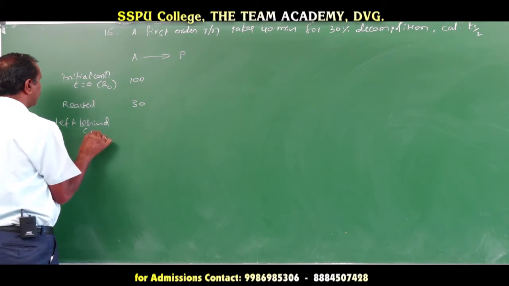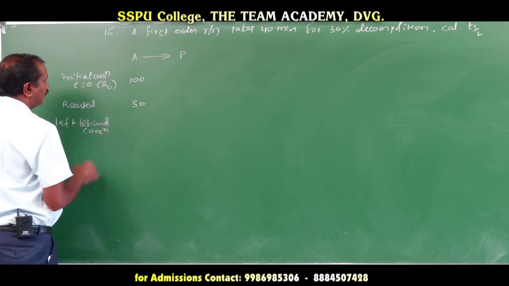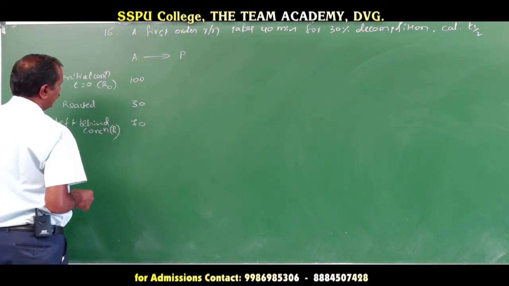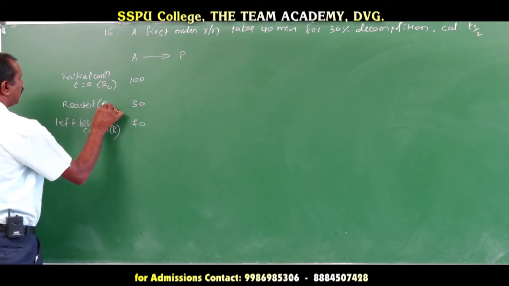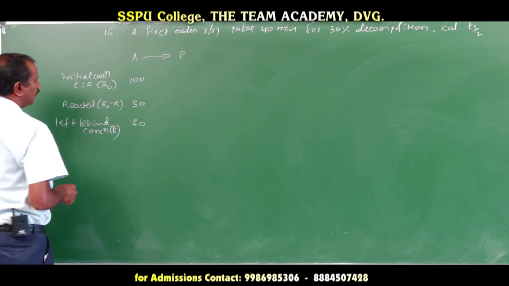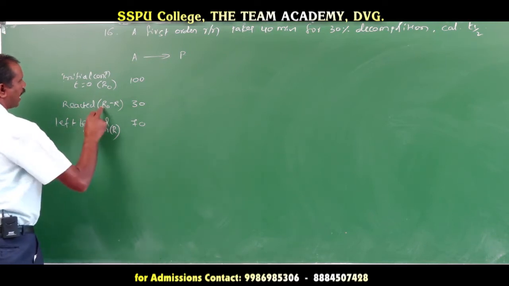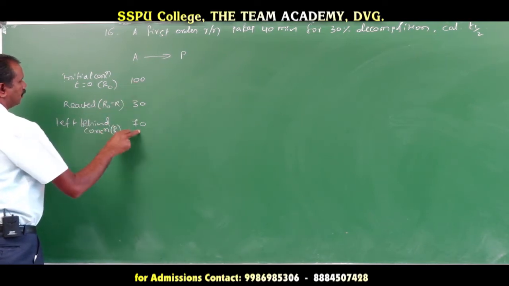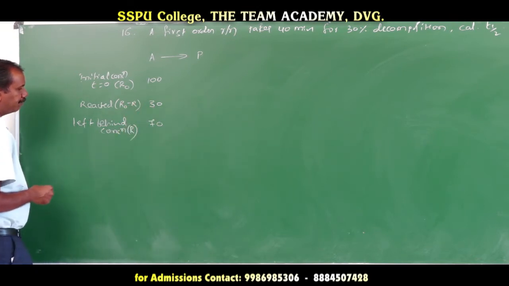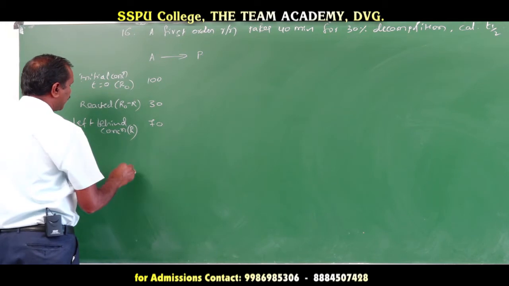Left behind concentration after 40 minutes means what? That is R. The value of R should be 70. The reacted is nothing but R naught minus R. So R naught is 100, left behind is 70, nothing but 30% reacted. Then I have to calculate the T half.